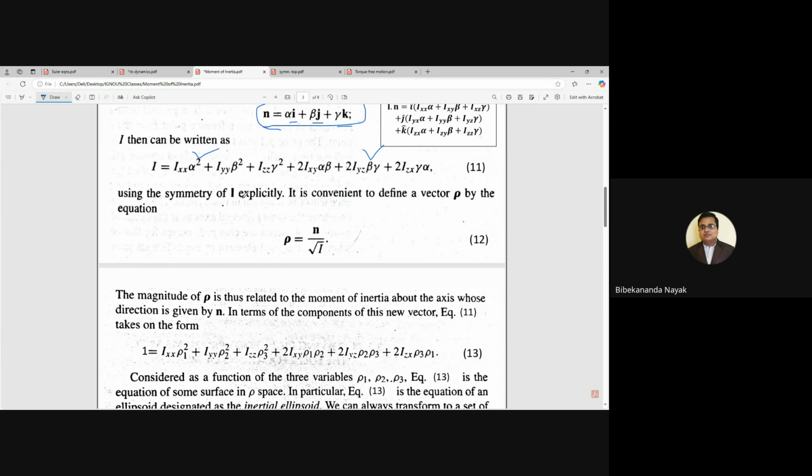Using this I, you can also define a vector rho. Rho is equal to n by root I, so rho square will be n square by I, and n square is 1, so 1 by I. If you put this in, you can reduce this formula.